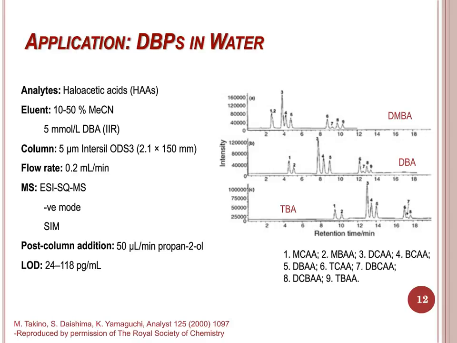Luz et al. also investigated IICMS for the separation of 9 haloacetic acids. The authors used triethylamine as an IIR in a gradient of 15 to 50% acetonitrile instead, and did not require a supplementary flow of organic solvent.